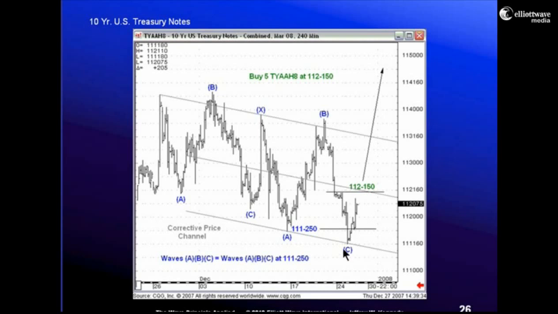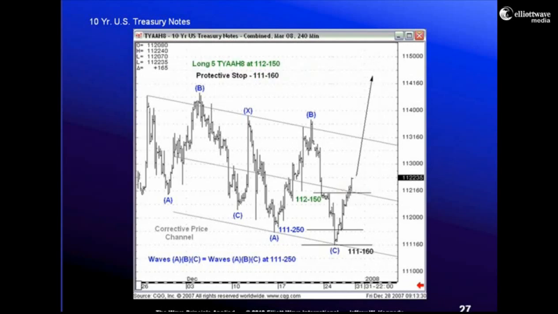But again, just because I have a completed wave count down here doesn't mean I immediately jump in on the market. I want the market to commit to me before I commit to the market, and that commitment level in this instance is a move through 112.15. Let's see what happens. Well, the market moves up, it moves through 112.15, and ideally prices are going to continue to push higher here. My protective stop at this point is 111.16.